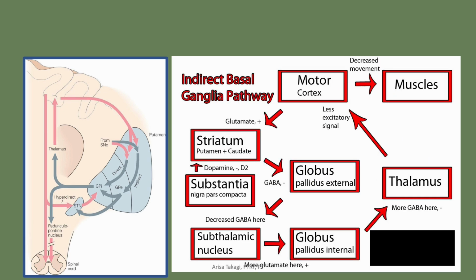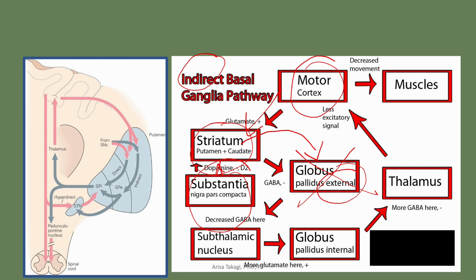Okay, and lastly, we have your indirect basal ganglia pathway. So, the indirect pathway has an inhibitory output. Again, it will start from the motor cortex and the substantia nigra, stimulating your striatum. Once stimulated, this time, it will inhibit your globus pallidus external. So, globus pallidus external will not be able to inhibit your subthalamic nucleus.